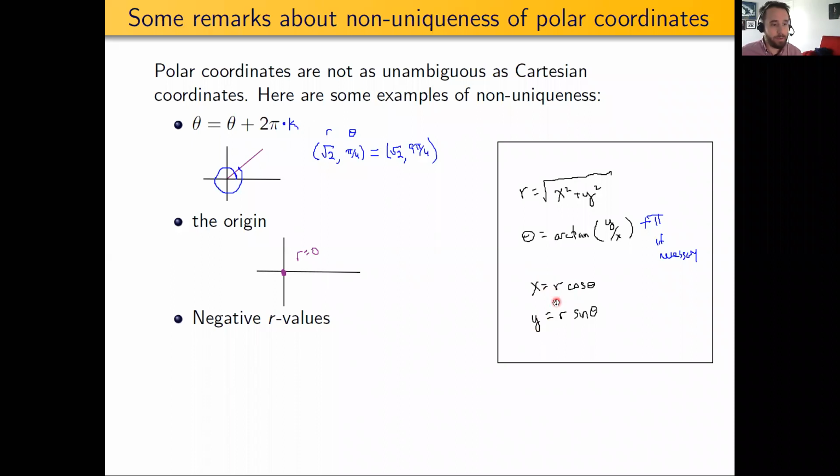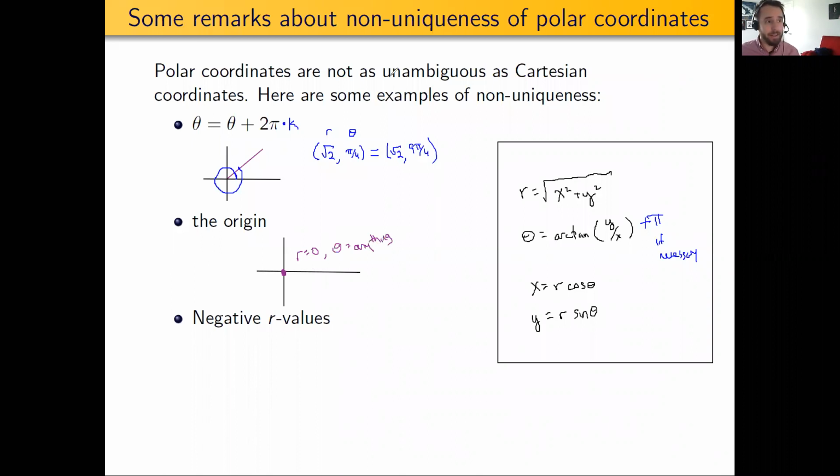Notice that if r is equal to 0, if that distance from the origin is equal to 0, then theta could really be anything, and I would still get x equals 0 and y equals 0. So there is an ambiguity, or a non-uniqueness, in how we describe the origin. R equals 0, theta could really be anything, and any of those pairings, r comma theta, would be describing the origin.